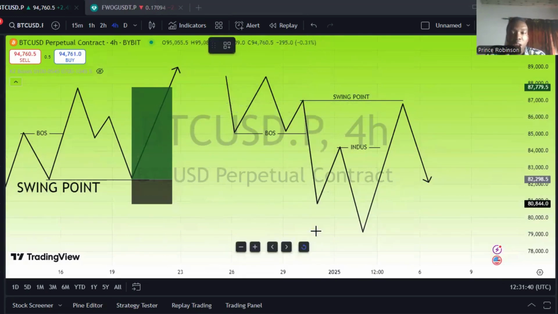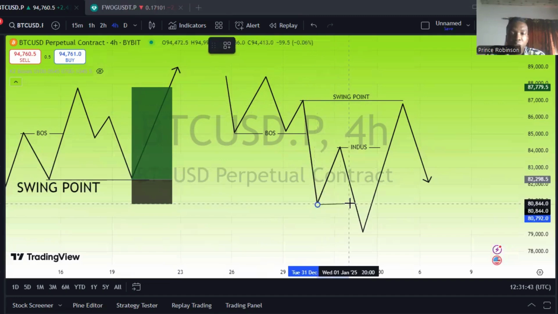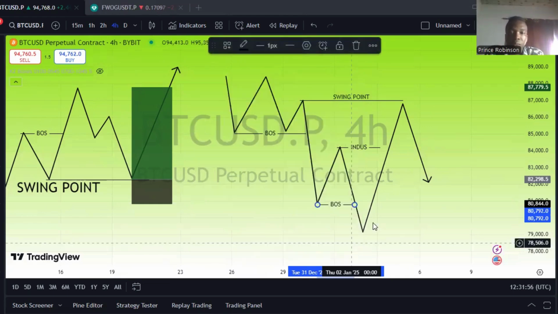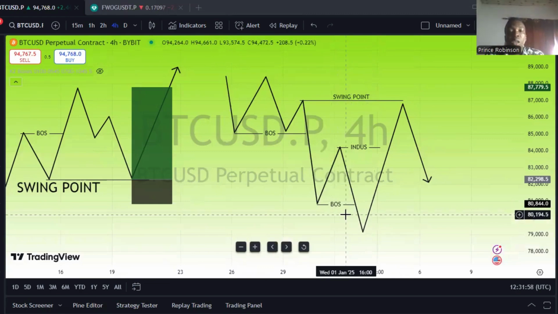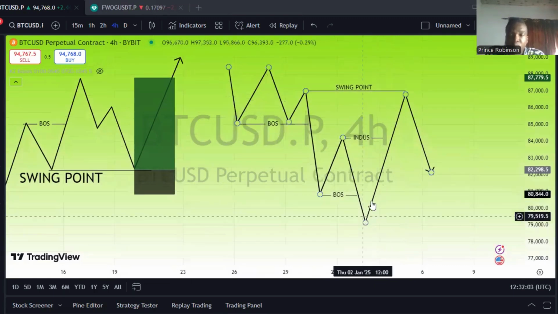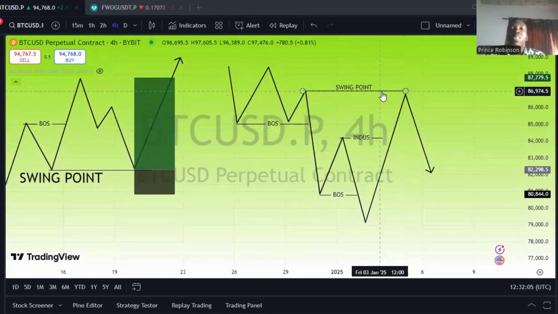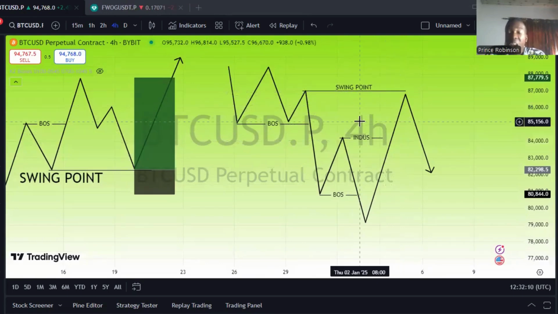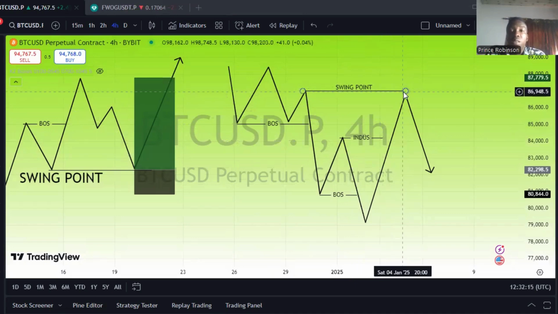And after the inducement was formed, you see a break of structure. This is a BOS. It is a break of structure. And possibly after whatever happened in the market, price comes back retracing with a very big momentum up to the upside. I will look for a short position to take this trade.